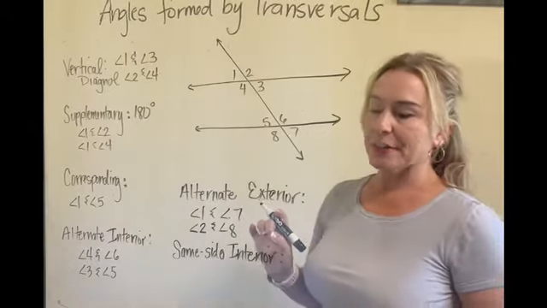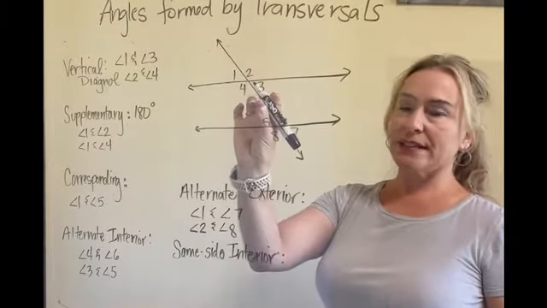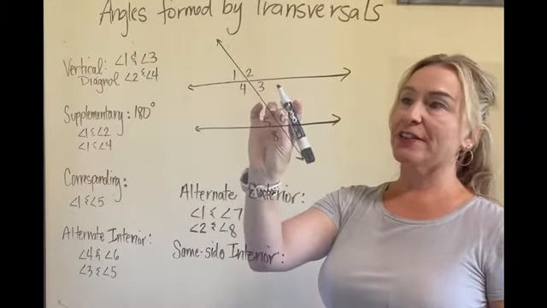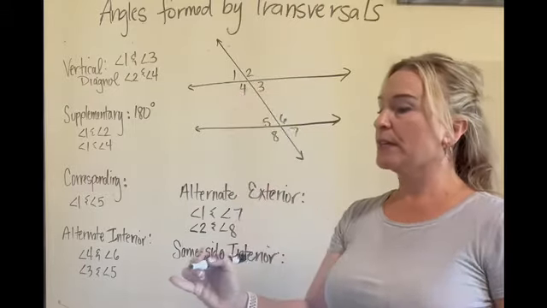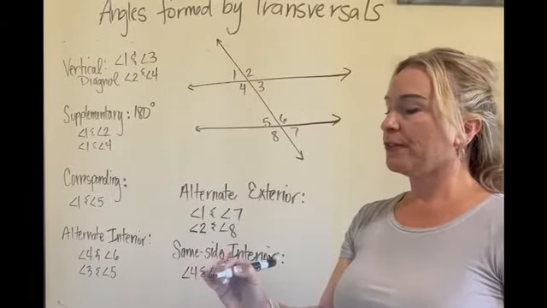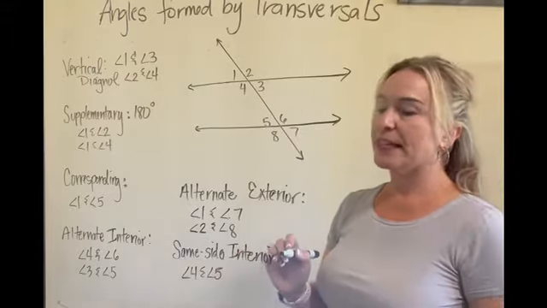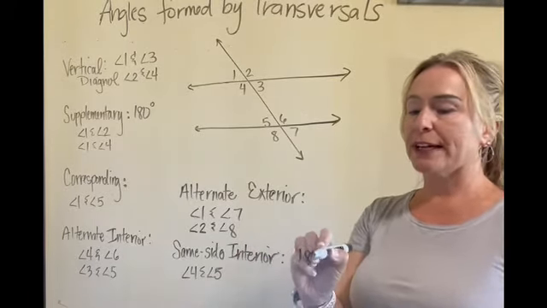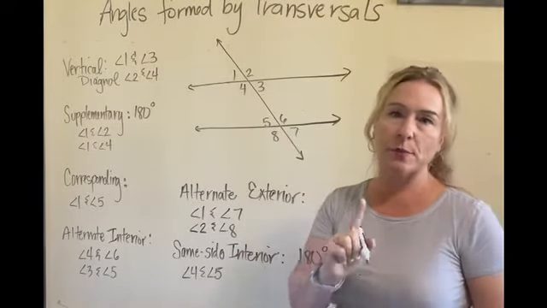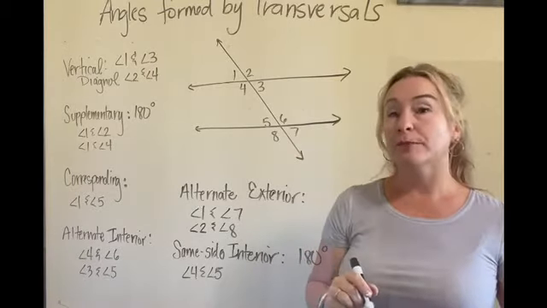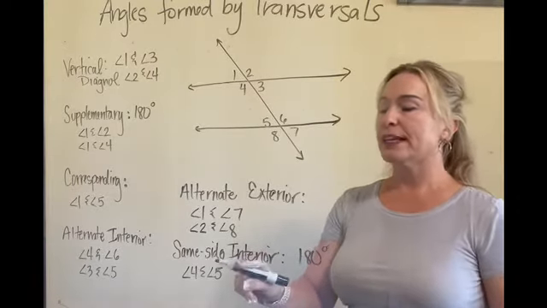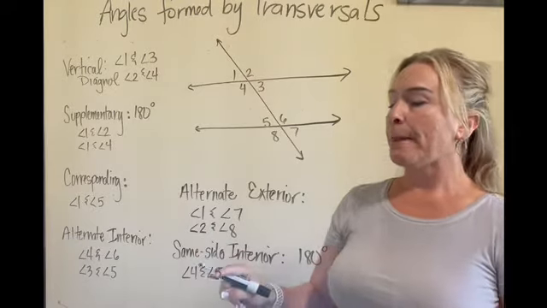Same side interior means they are both inside the train tracks and on the same side of the transversal. So angles 4 and angle 5 would be considered same side interior. They also have to add up to 180 degrees. So you're going to have one acute and one obtuse angle when you're looking at same side interior.